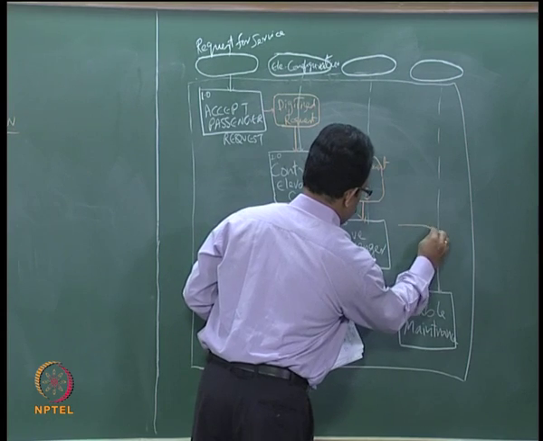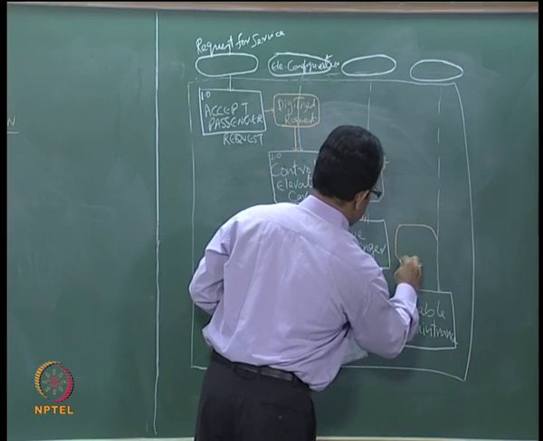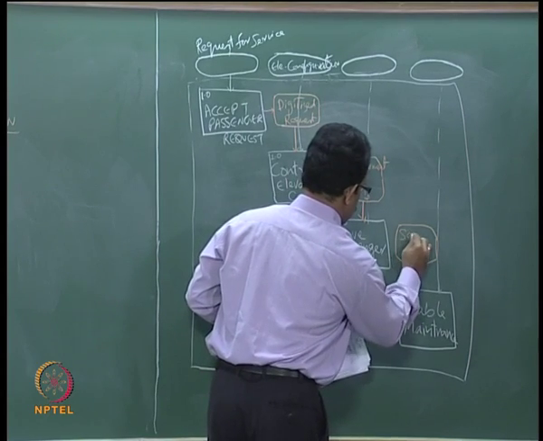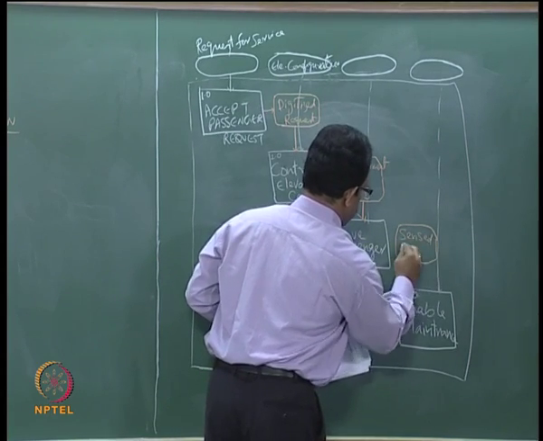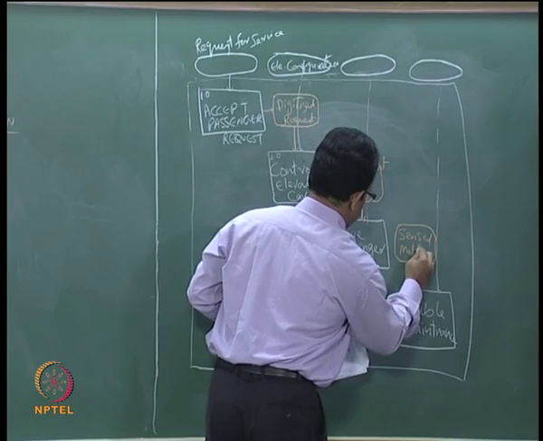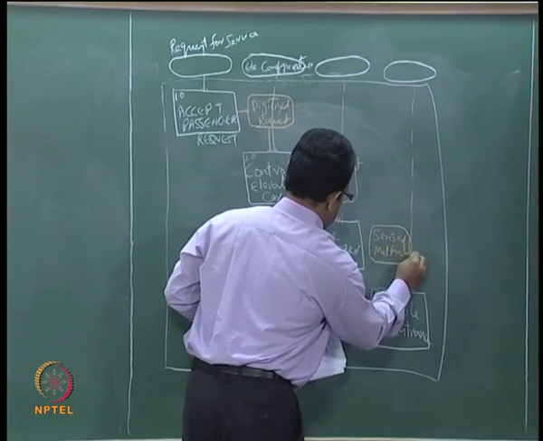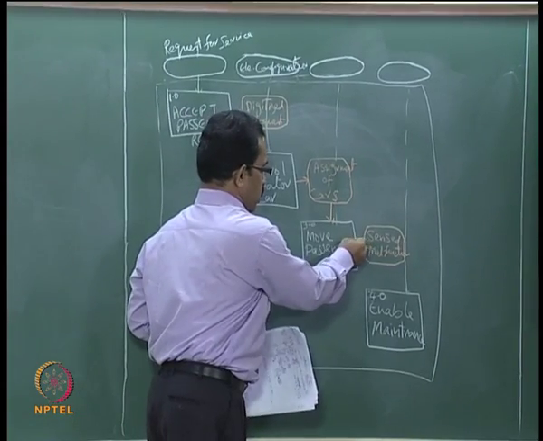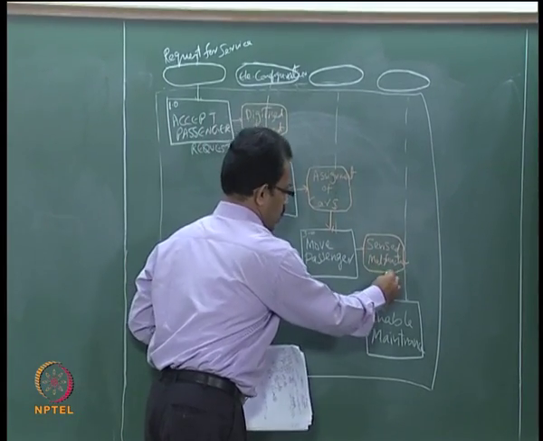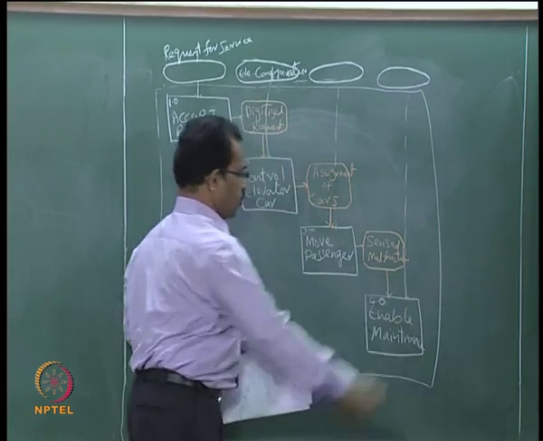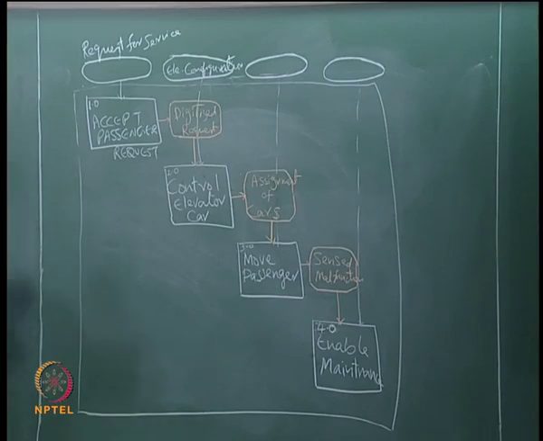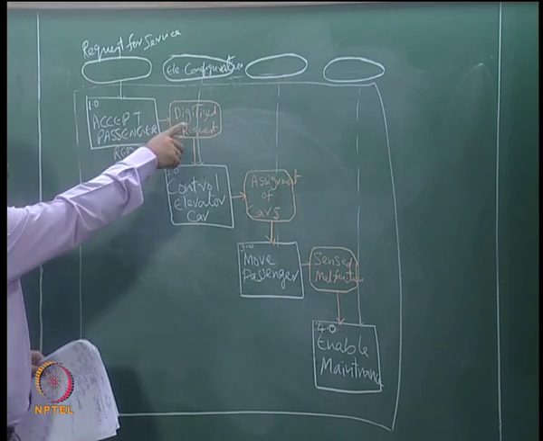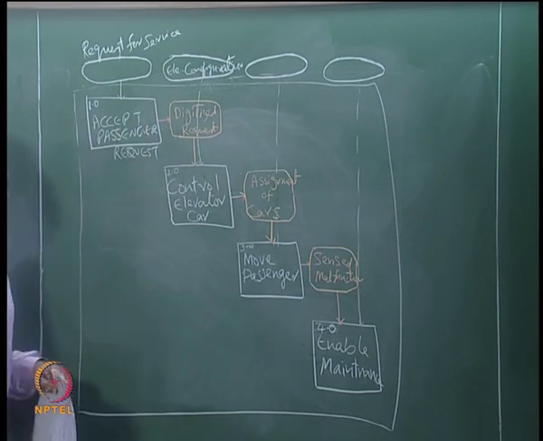Similarly, here sensed malfunction could be an output. So when there is a malfunction in one of the cars, that will be sensed, and that will be another output from here, sensed malfunction. If any one of the cars is not functioning, that will be given as an output here, and this will be given as an input to the enable maintenance. So this way you can identify all the process or the information passing from one function to another function.